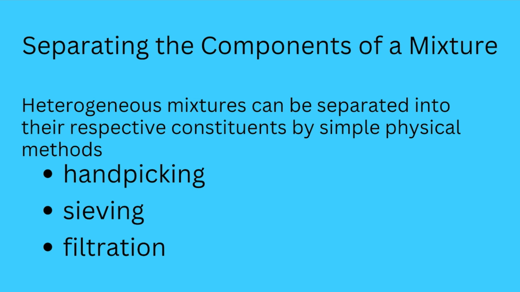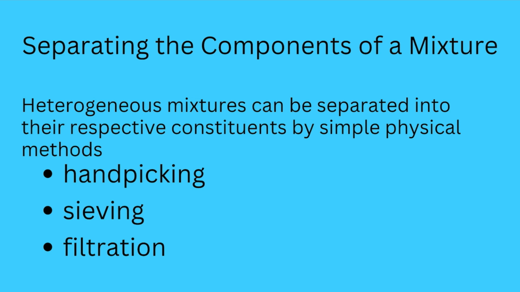So when it comes to heterogeneous mixtures, they can be separated into their respective components by simple physical methods. By simple physical methods they mean hand picking, sieving and filtration. Hand picking is just literally what it means. You pick your solute particles, or you pick the components of the mixture apart with your hand. You just pick it out with your hand, and that is a separation method.